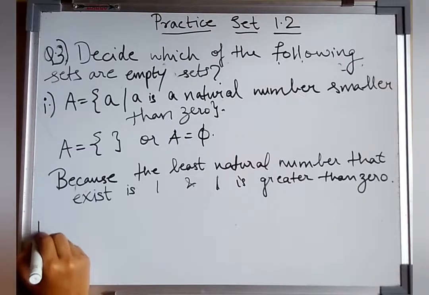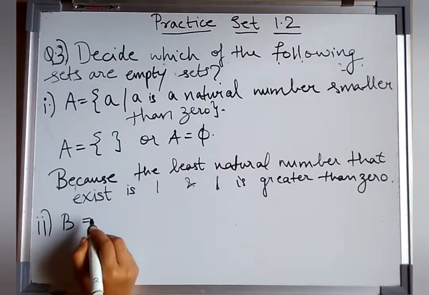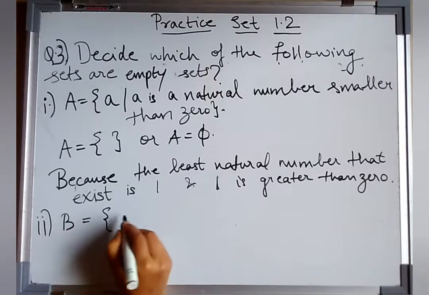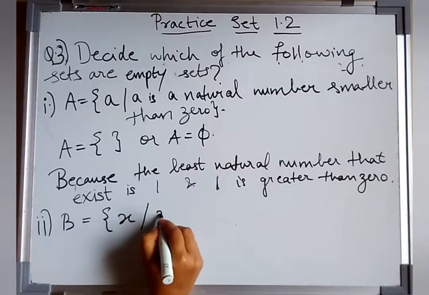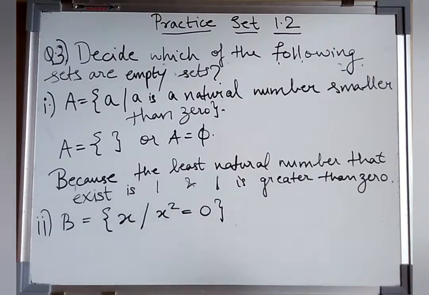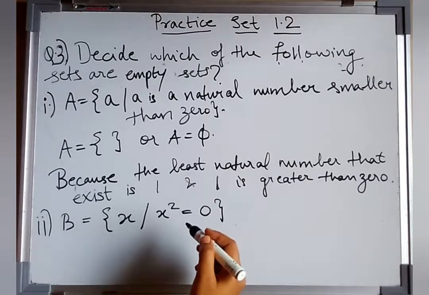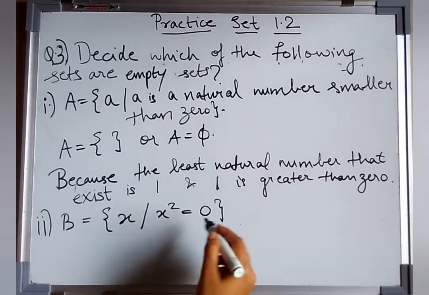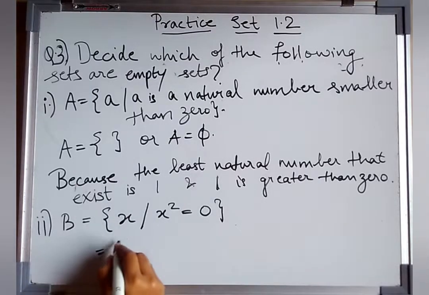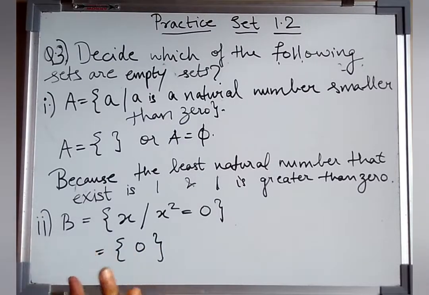Now let's see which is the next question. That is B. We are given B is equal to the set of all such x such that x square is 0. Okay, 0 is the square of which number? 0 is the square of 0. So the set contains one element, therefore it is not an empty set.